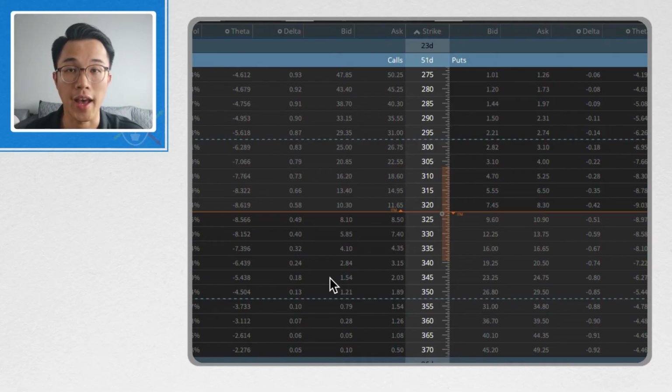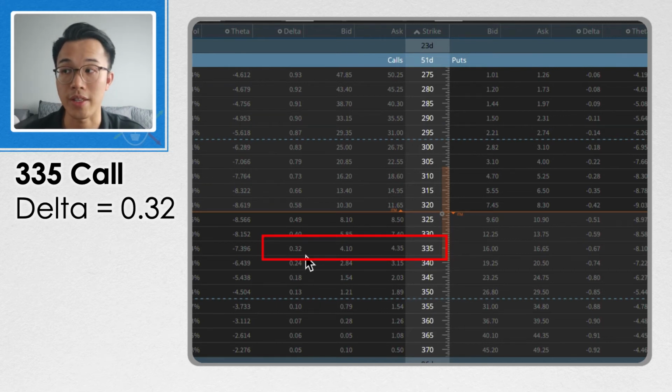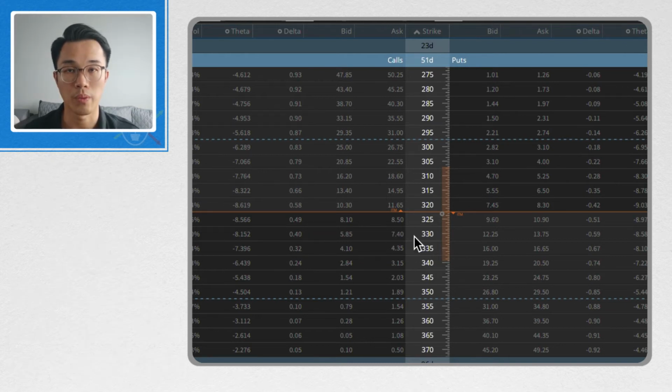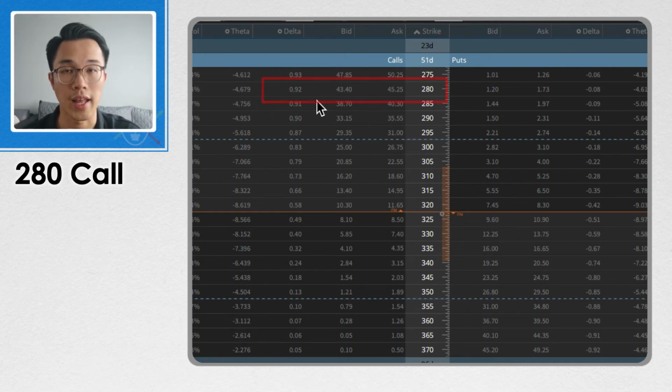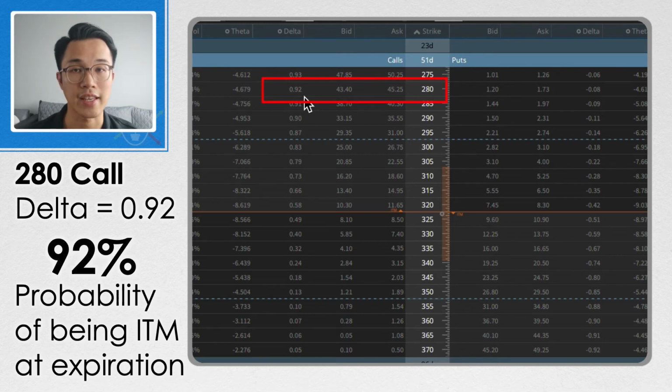For example, an out of the money call option, like this one here, has a delta of 0.32, and what this means is that theoretically it has a 32% probability of becoming in the money by the expiration date. Whereas if you look at a call option that is deep in the money, like let's say this 280 call option, it has a delta of 0.92, and what this means is that it has a 92% probability of being in the money on expiration date.